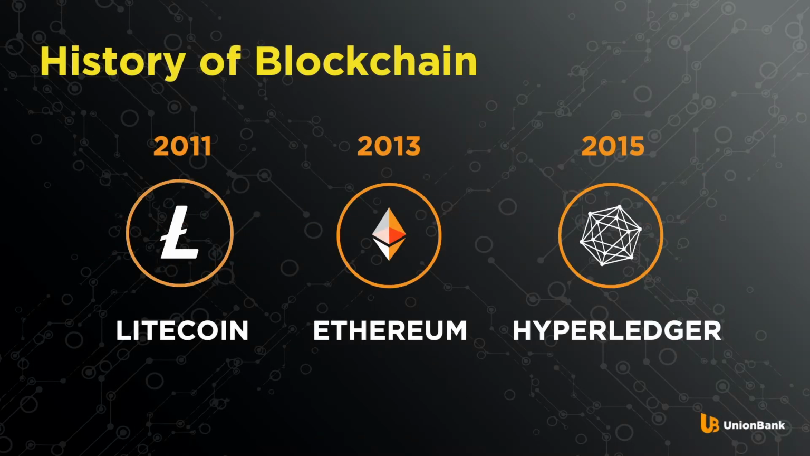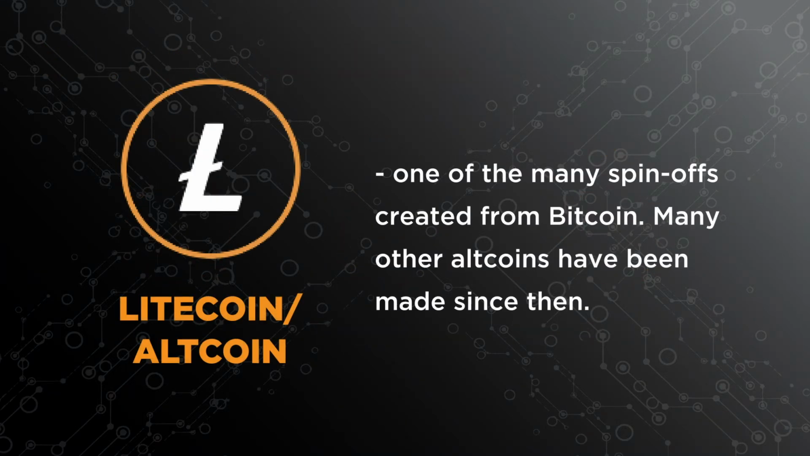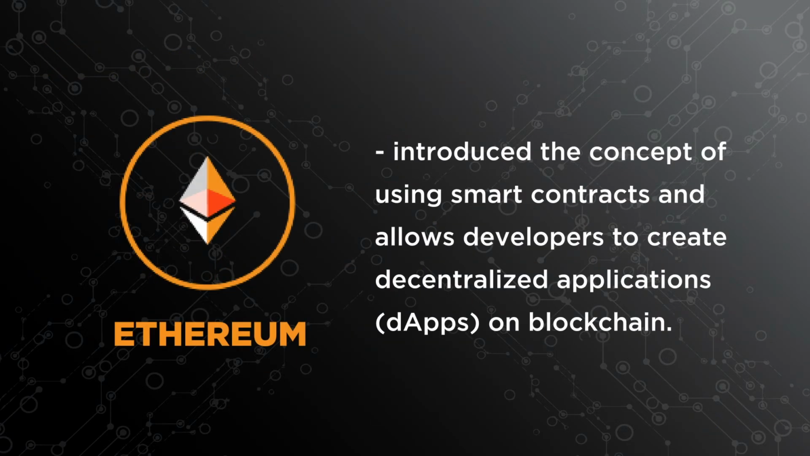Then in 2011, the first spin-off of Bitcoin was implemented. Litecoin, an altcoin, is one of the many spin-offs created from Bitcoin. Many other altcoins have been made since then. After 2 years, Vitalik Buterin published a white paper on Ethereum. Ethereum introduced the concept of using smart contracts and allows developers to create decentralized applications on blockchain.